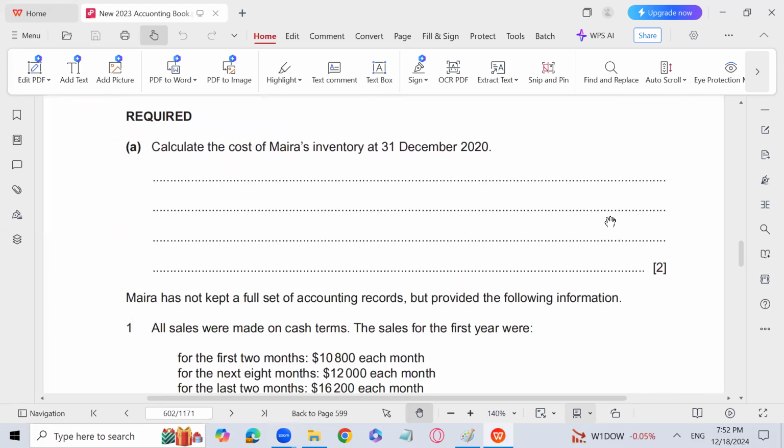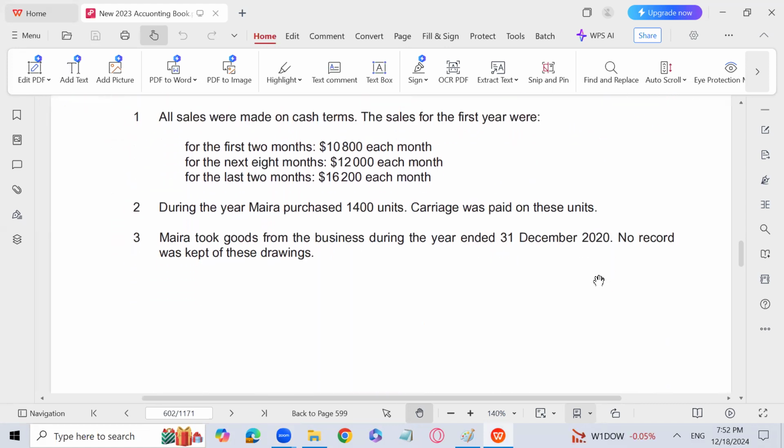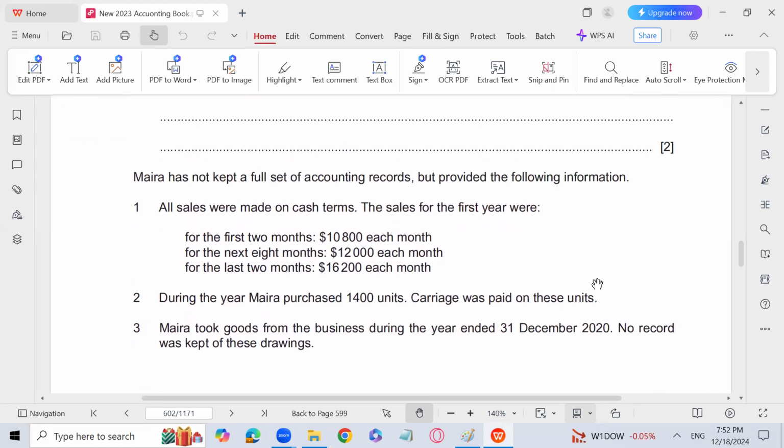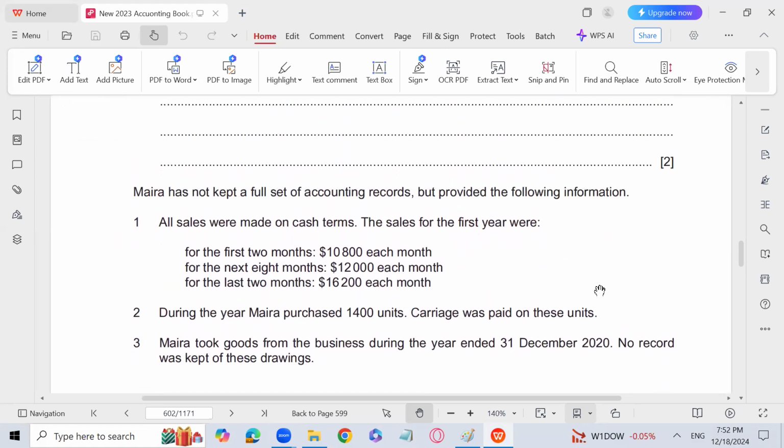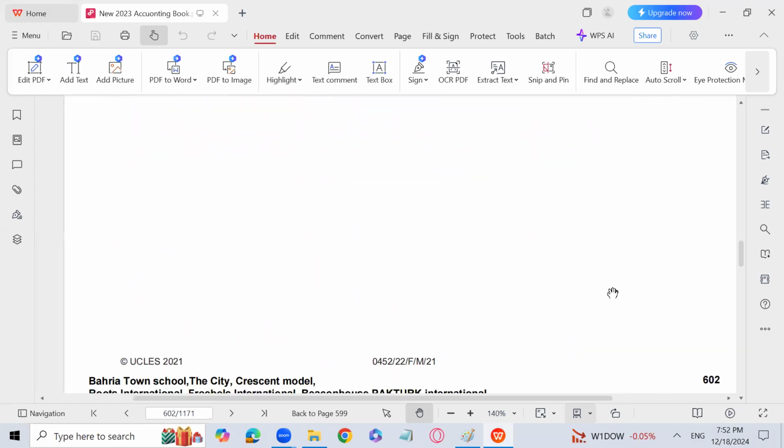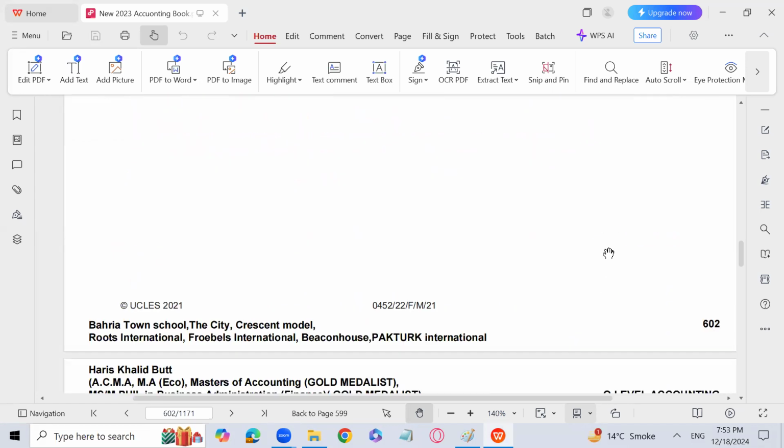O-Level Accounting 7707, and the topic is incomplete records. We are going to solve a question from incomplete records, that is conversion into double entry. This question came in February, March 21, 22, 0452. So obviously, this question belongs to IGCSE.